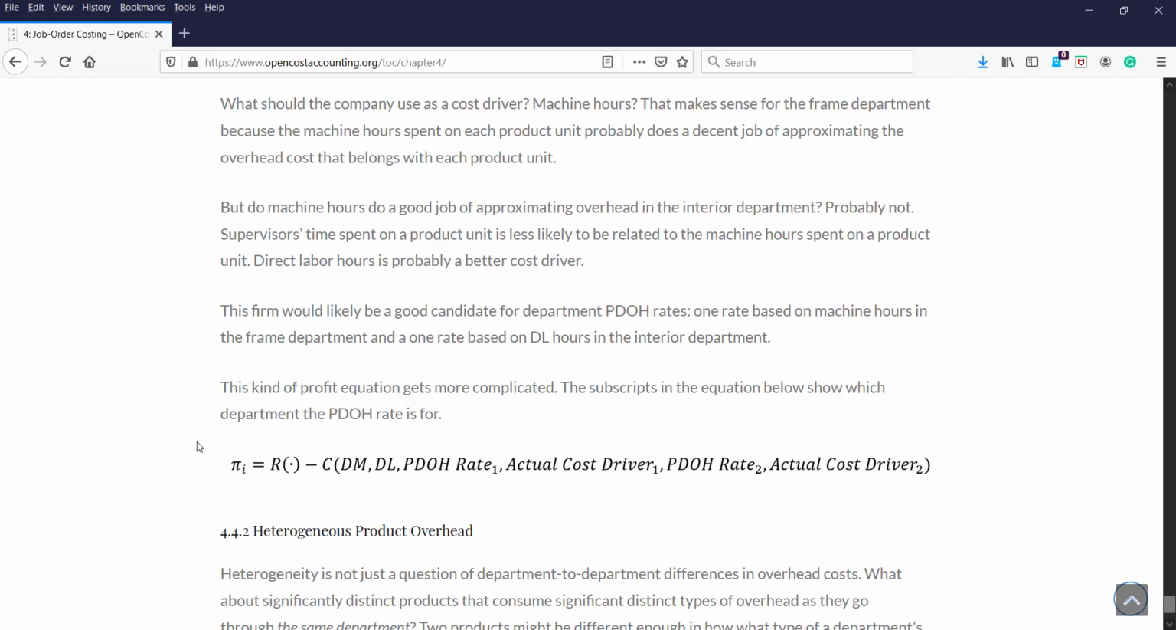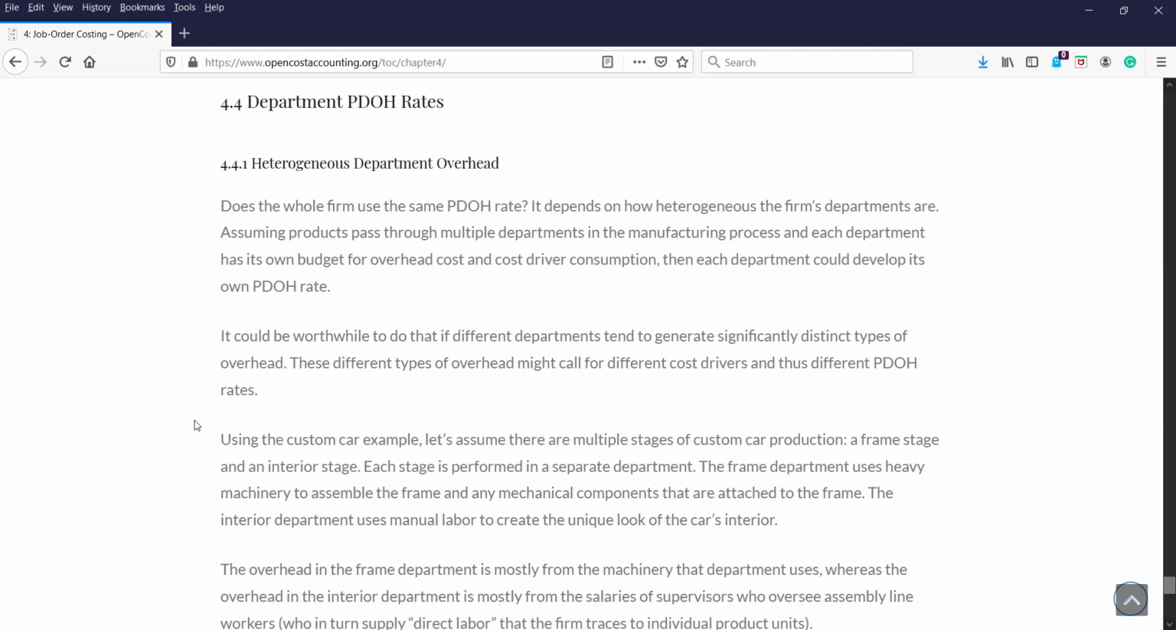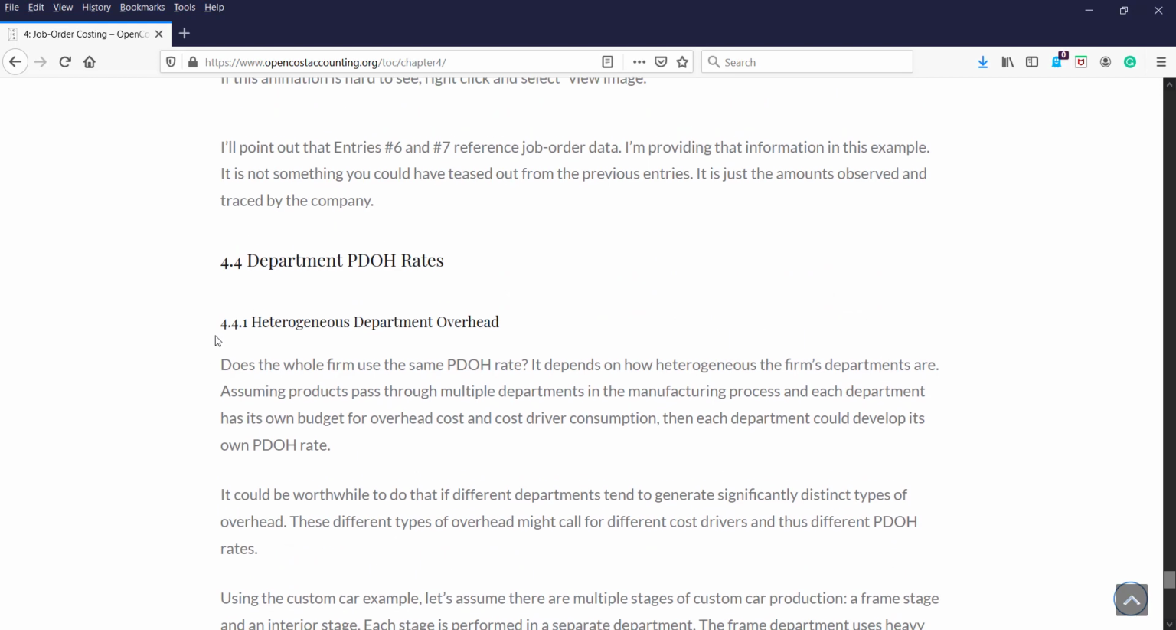So sure, department overhead rates are a step up from company-wide overhead rates. They give us a little bit more of a refined picture, but as long as there's a mixture of types of overhead costs within a department, it might not be the case that that's good enough. We might still be lacking some critical information.